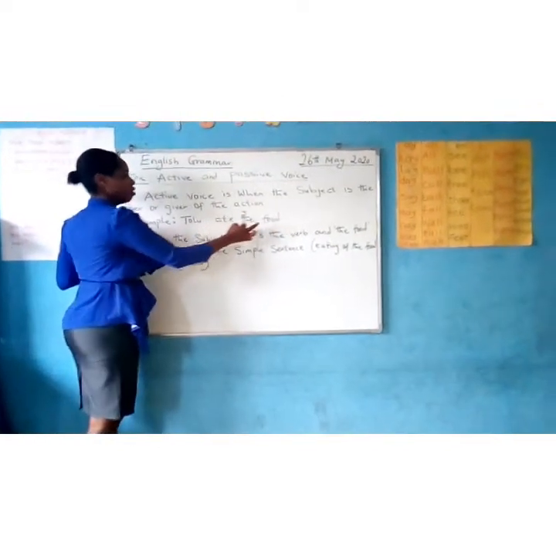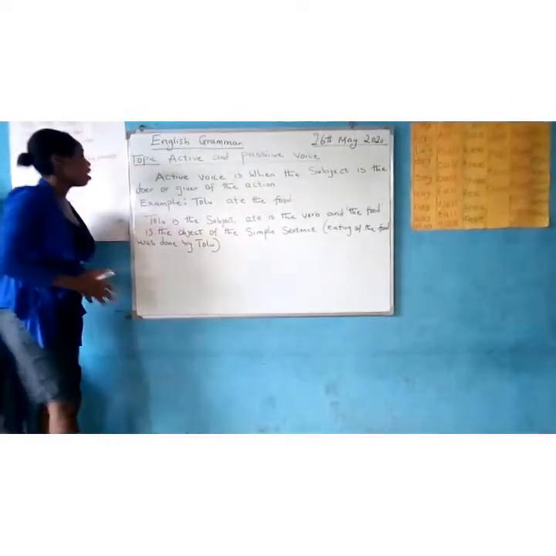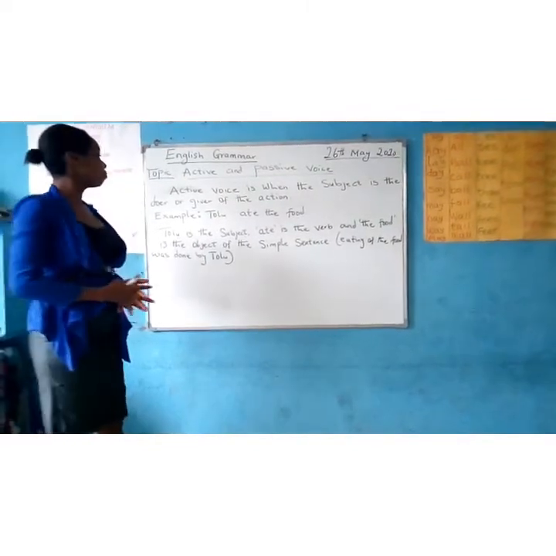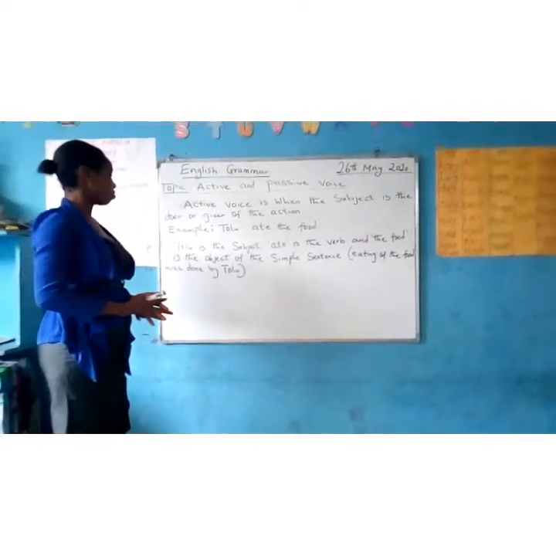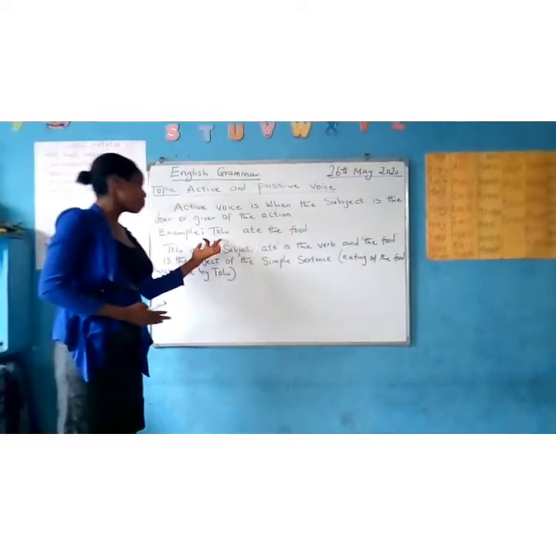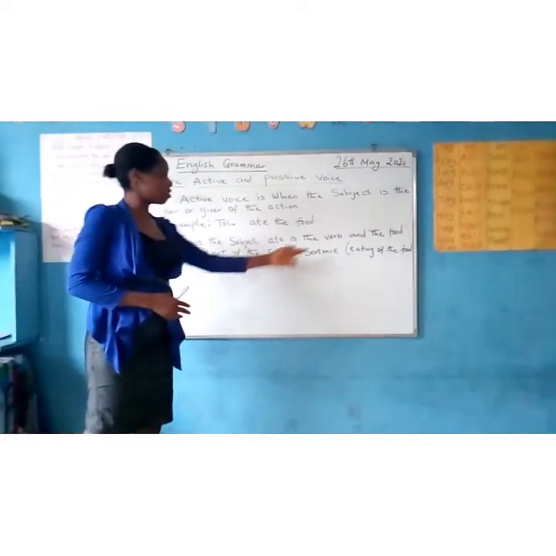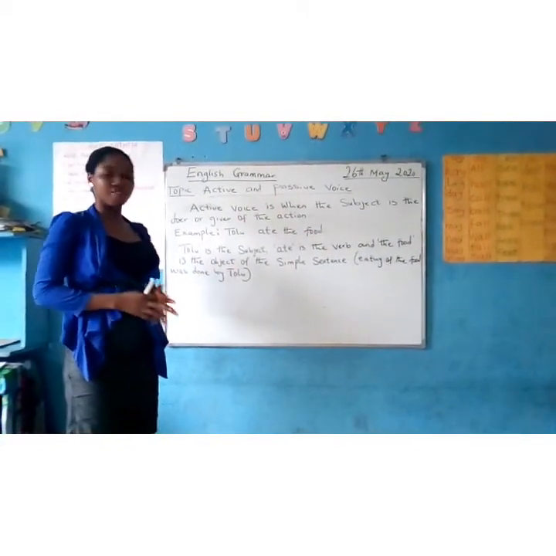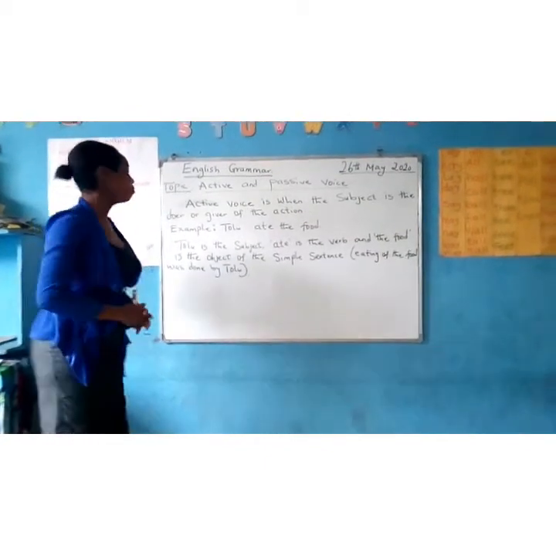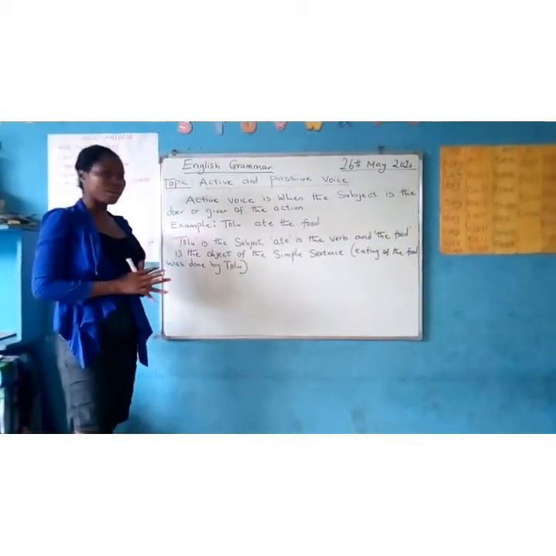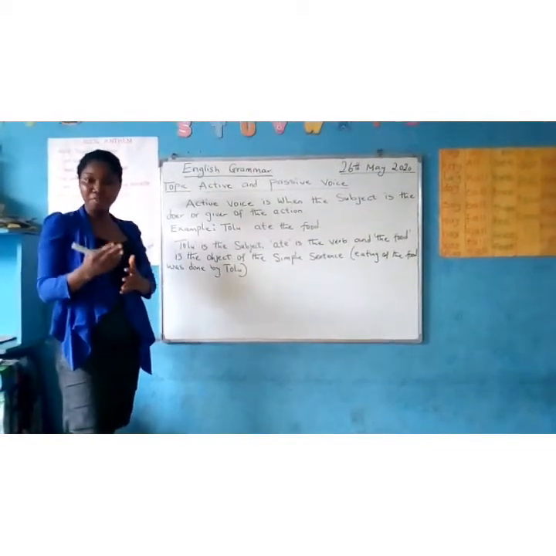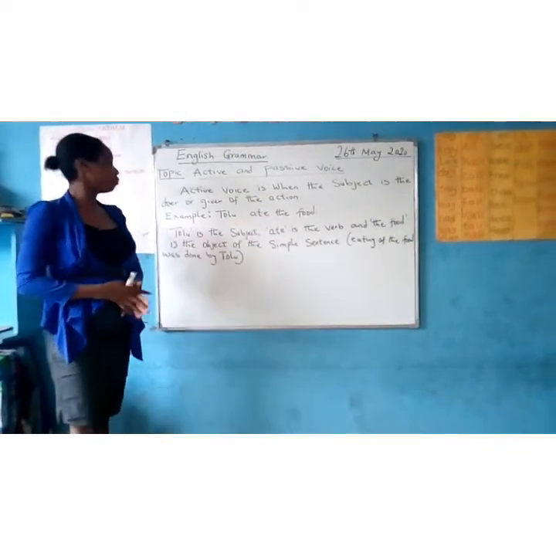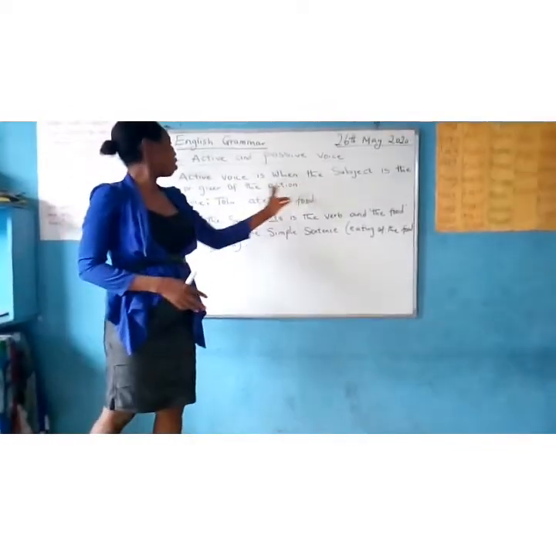Tolu ate the food. This simple sentence here contains the subject, the verb, which is the action, and the object. Tolu is the subject, ate is the verb, which is the action word, and the food is the object of the simple sentence. I take it again. Tolu is the subject, the person who is performing the action. Ate is an action word, a verb, and the food is the object.